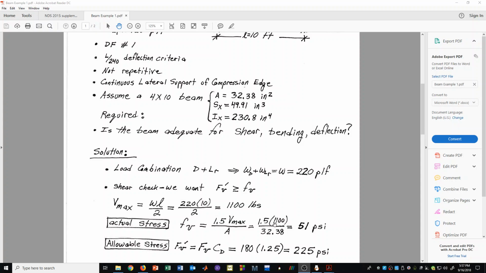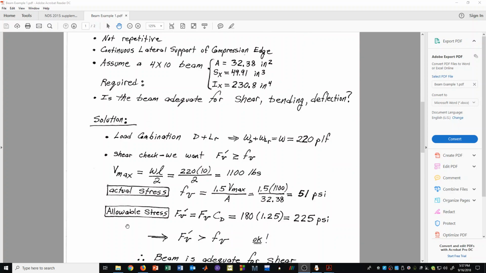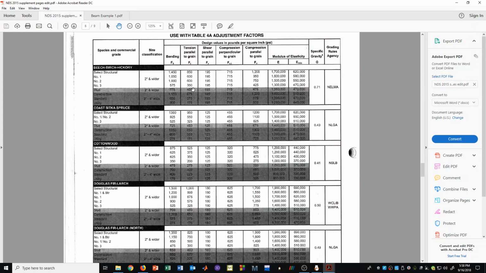If we plug in the values here, 1,100 pounds for Vmax and also the cross-sectional area of the beam, we can calculate from this that the actual shear stress is 51 psi. The allowable stress in shear will be FV prime, and so we must look up this table value, and we can do that by looking at the NDS supplement.